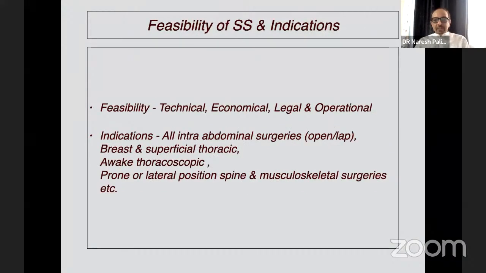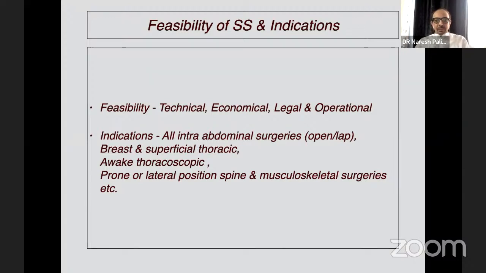Feasibility of segmental spinal and indications. There are 4 aspects of feasibility: technical, economic, legal, and operational. Technically, it's not very difficult and not very different from your routine spinal. Those who are accustomed to doing thoracic epidurals will not find it very difficult. Even those who are doing lumbar spinals routinely, with just a change of angulation and with precaution, can do it easily. Economic, it's very, very economic as compared to other techniques. Legal, still a question mark, but can be defended with strong indications. Operational, it can be operational in any setup, right from low resource setup to high and corporate setups.